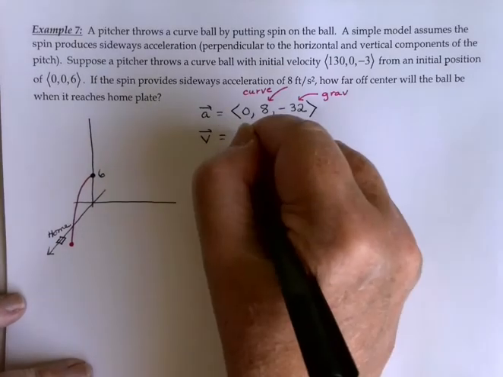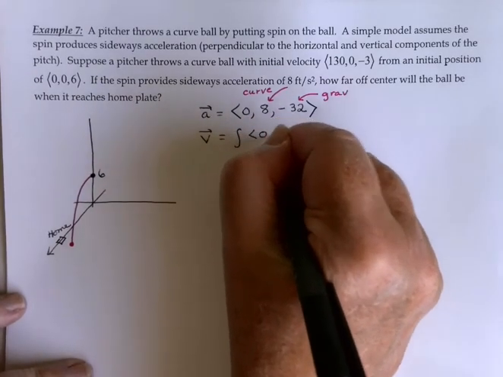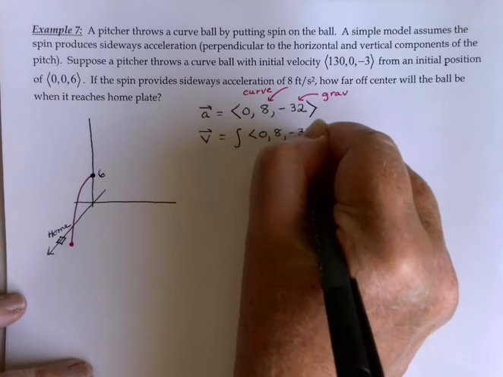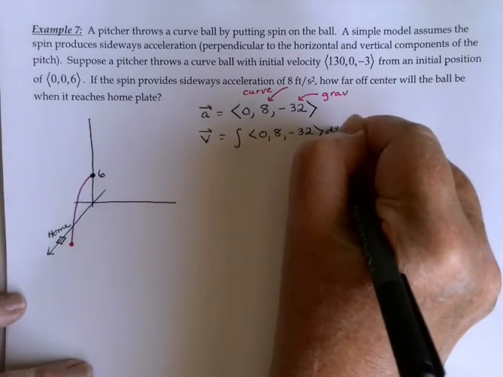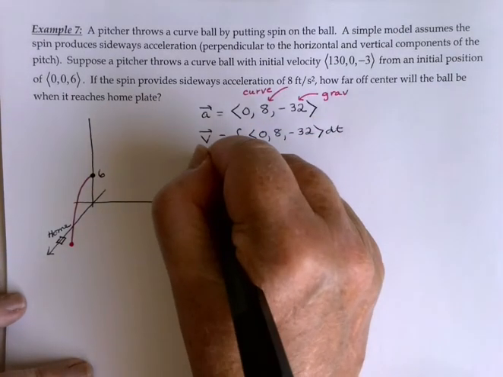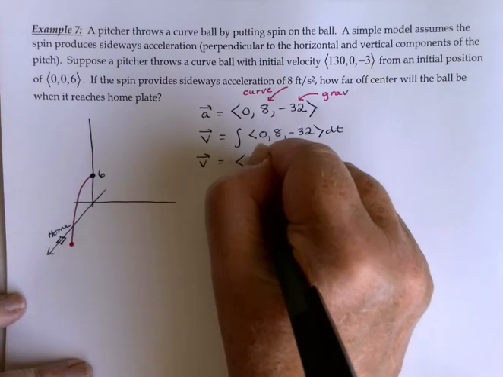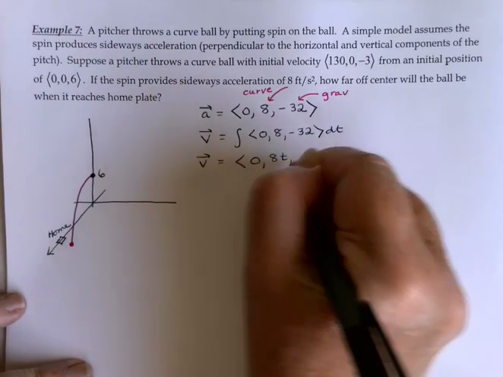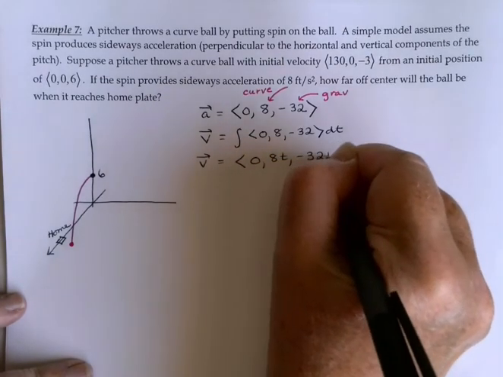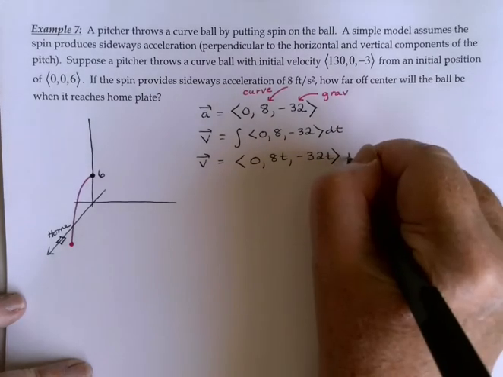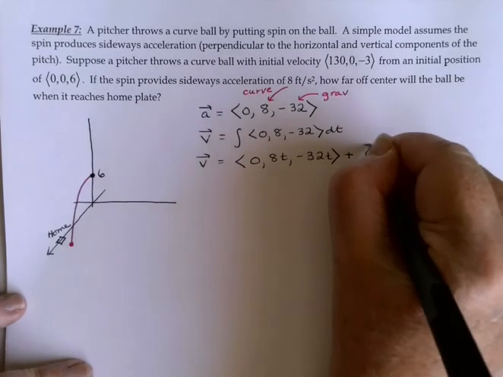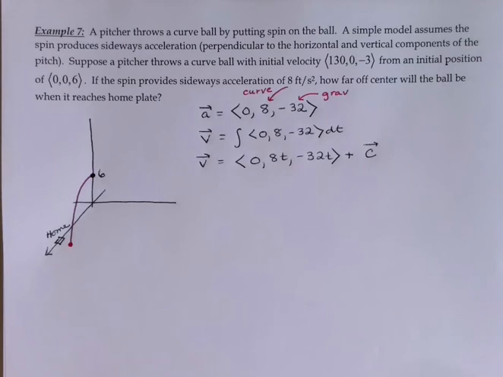The velocity integral of our acceleration function is going to be 0, 8t, -32t, plus a constant of integration. We've seen this several times before now, so I'm going to go ahead and just talk our way through instead of writing it all out this time.